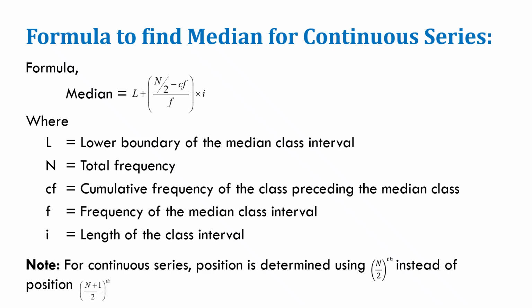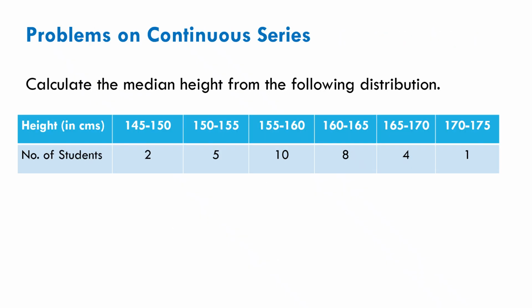So here we have to consider the cumulative frequency of the median class preceding value, and f denotes the corresponding frequency of the median class interval, and l denotes the length of the interval. So using this formula, we are going to solve the problem for finding median in continuous case. Now we consider a problem of solving median.